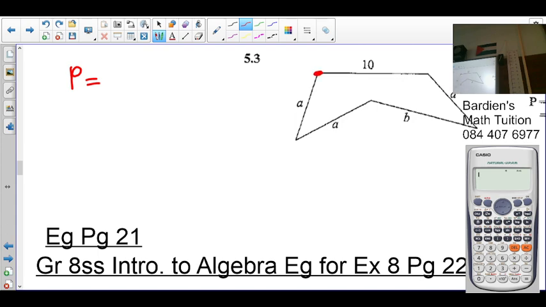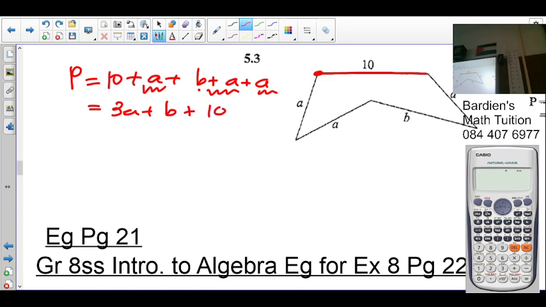Right. Let's go. It's going to be 10 plus A plus B plus A plus A. Can you all see that, people? So what do we look for now? Like terms. So you've got A, A and A. What's A plus A plus A? 3A. Plus B, so 3A plus 10 plus B, or 10 plus 3A plus B. It's all the same. Do you guys understand? Any confusion? No. So with that you should be able to do exercise 8.